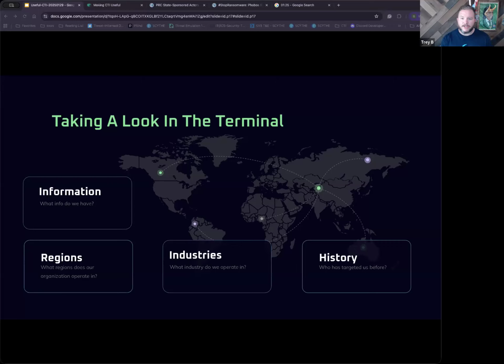Did anybody have any questions through this? We're overall thinking about what questions we need to be asking ourselves as we're reading CTI, as we're trying to define who we are as an organization and what we care about. Understanding what that looks like, who we are, and how it all plays into the bigger picture.